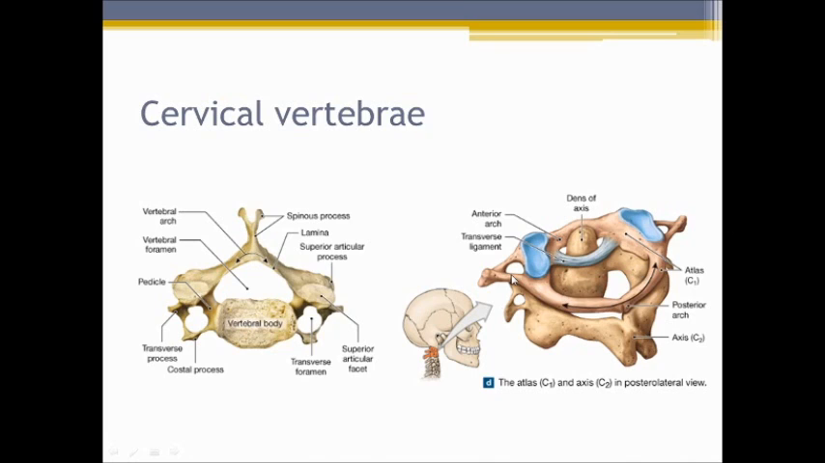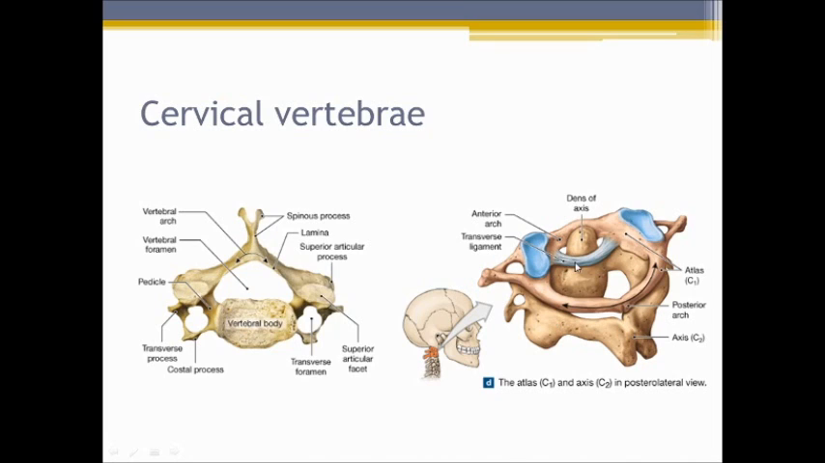This is C1 and C2. C1 is also known as the atlas, and C2 is known as the axis. As you can see, the atlas does not have a vertebral body. It more so has arches, so it has an anterior arch and a posterior arch. No spinous process.